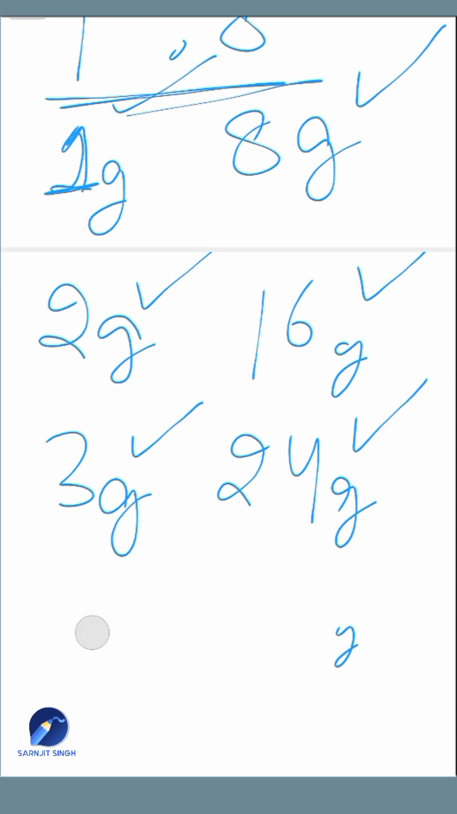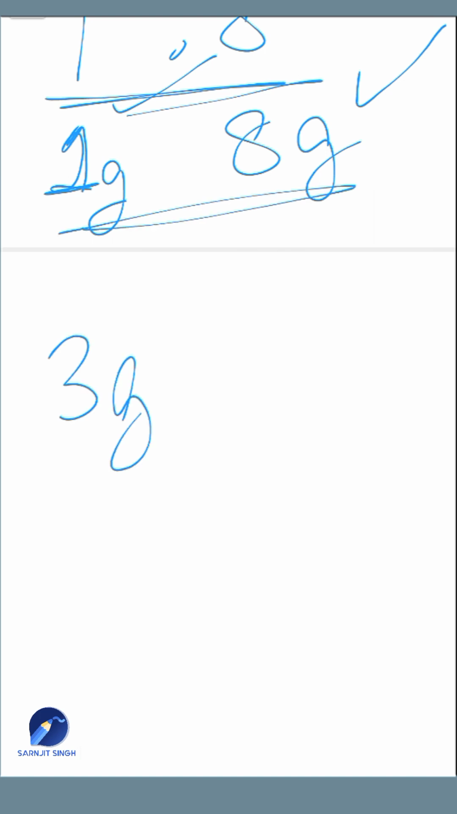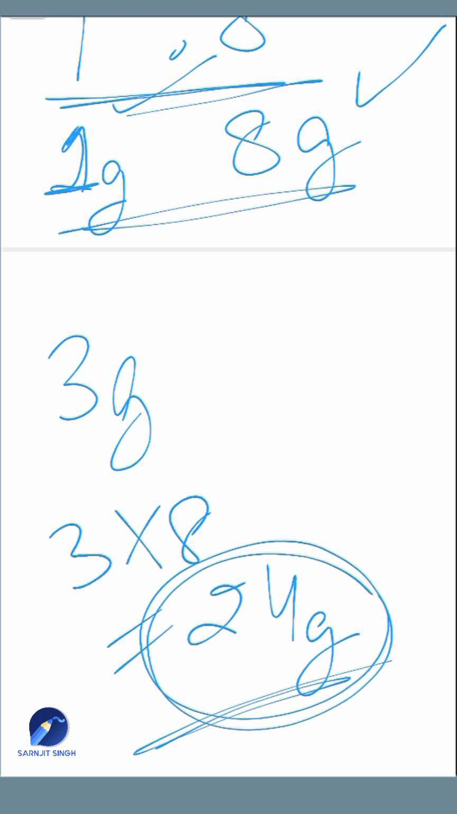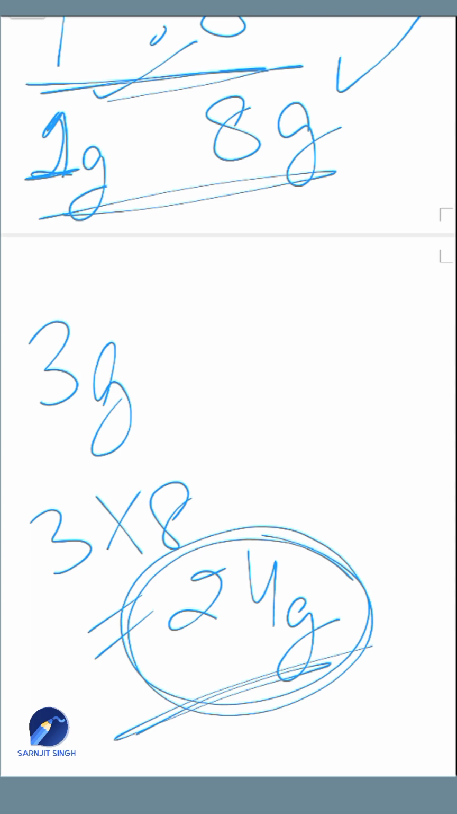We can simply multiply here. If 1 gram reacts with 8 grams, then if 3 grams is there, simply multiply 3 into 8 and you will get the answer 24 grams. So 24 grams of oxygen gas is required to react with 3 grams of hydrogen gas. Thank you.